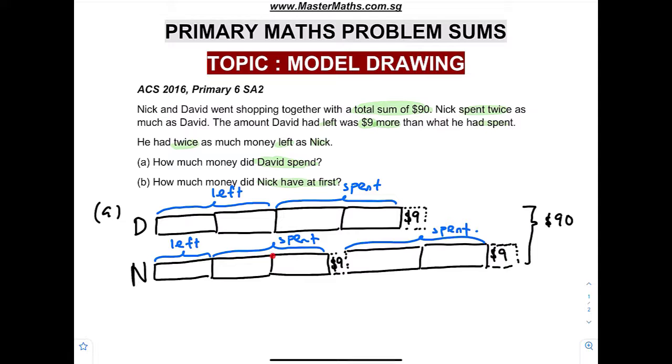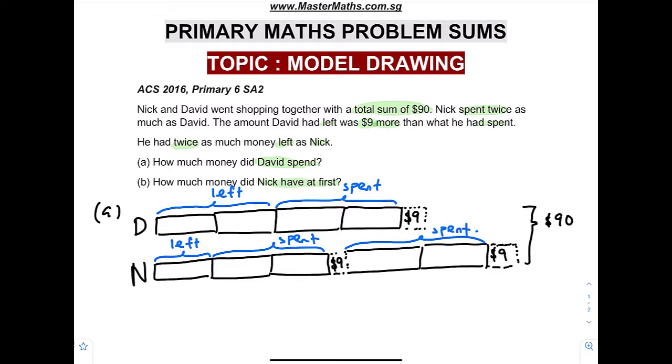Now again, bear in mind, this is one complete unit if we add the $9. Same thing for this one. If we add the $9, this is one complete unit. Same thing for this. If we add the 9, this is one complete unit. So the first question, how much did David spend?